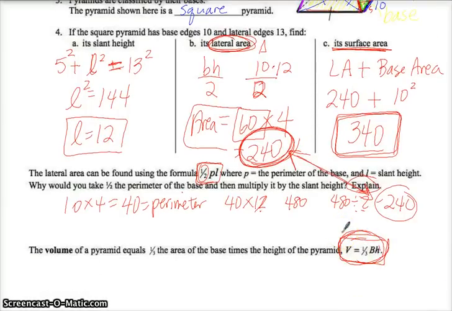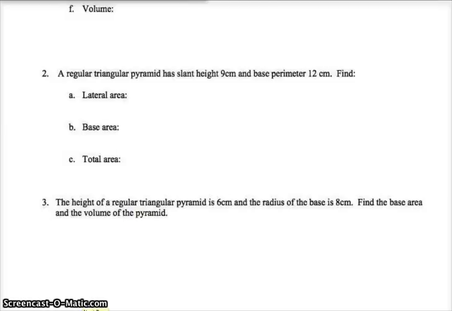Well, before in a prism, we did base times height. But now we're going to take base times height and divide it by 3, or in other words, 1/3 base times height. So now you have to memorize that as well. Okay, moving on.